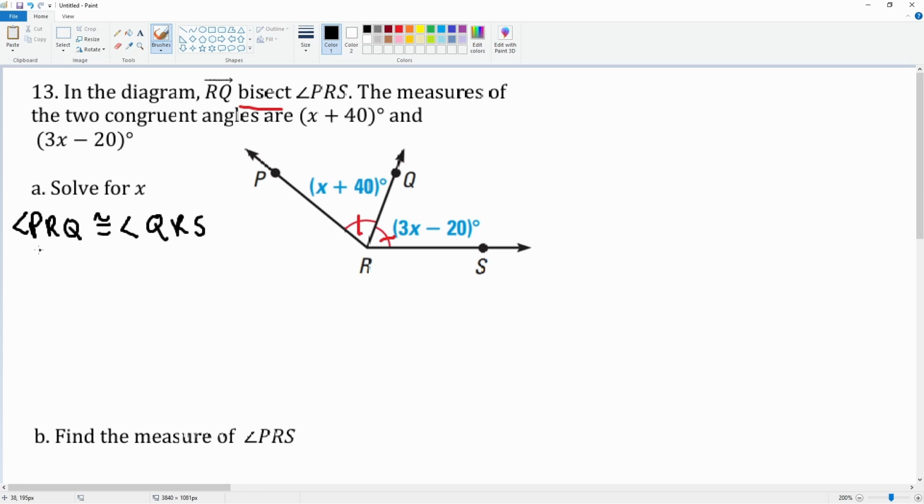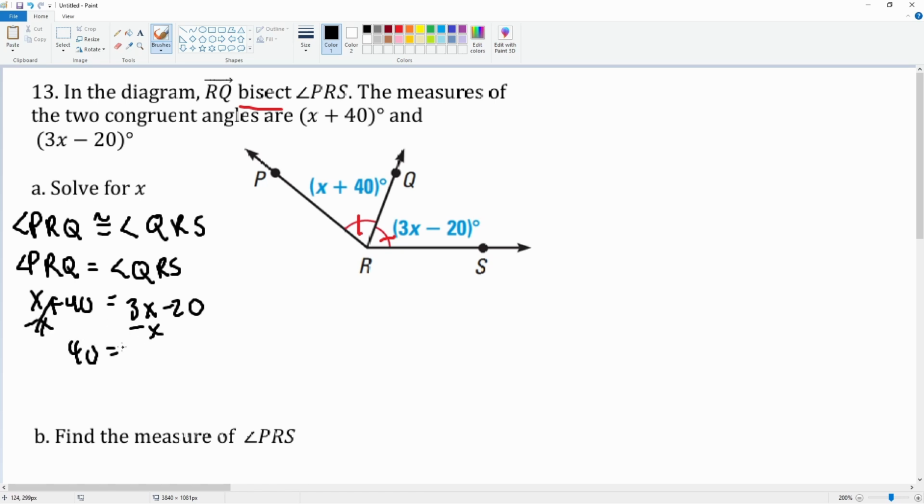QRS. So the equation is angle PRQ is equal to angle QRS. X plus 40 is going to be equal to 3x minus 20. Minus x to both sides. This cancels. 40 is equal to 2x minus 20. Plus 20 to both sides. This cancels. 60 equals 2x, so x is equal to 30.